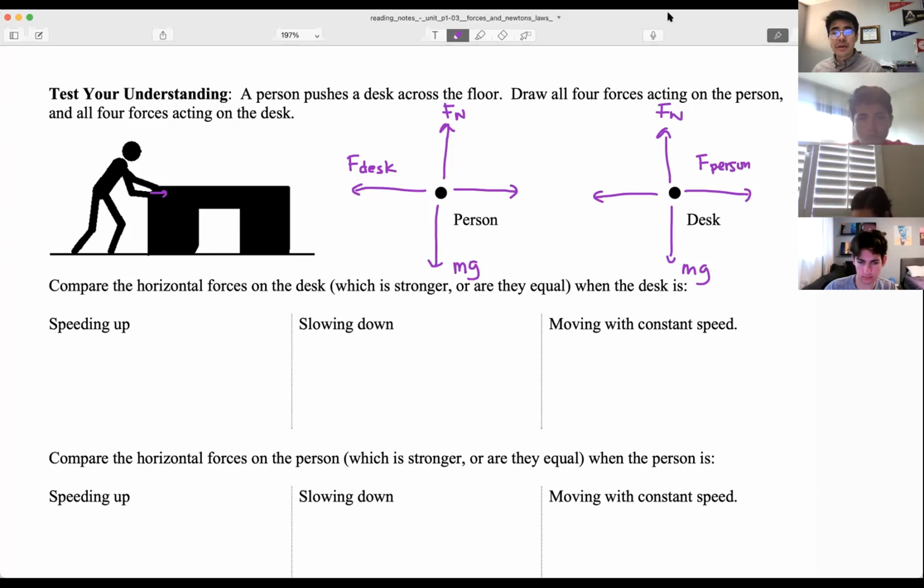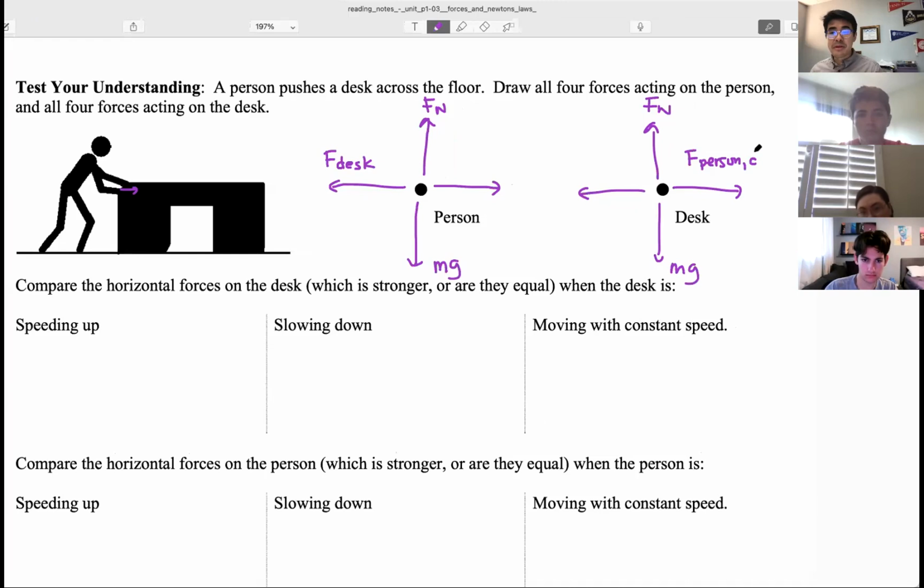And then when you're labeling, right, you can do person, comma, desk. This is the person on the desk. That's usually the order you do it, right? And then this one would be the desk on the person. Great. So then what the heck are the other 2 forces then? I have these 2 arrows here that are blank.